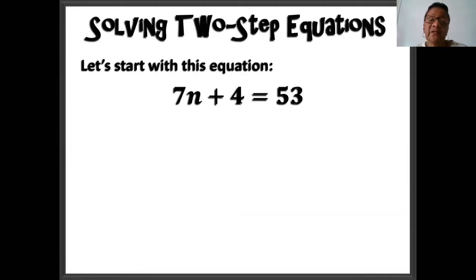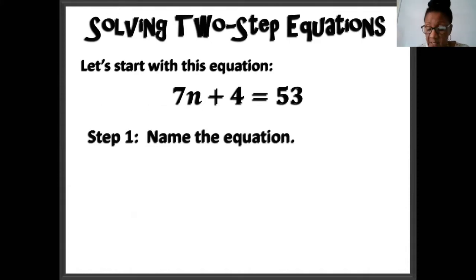Now, let's start with this equation. We have 7n plus 4 is equal to 5. What is the first step that we should use to solve this? First of all, we need to identify the type of equation. What type of equation is this?